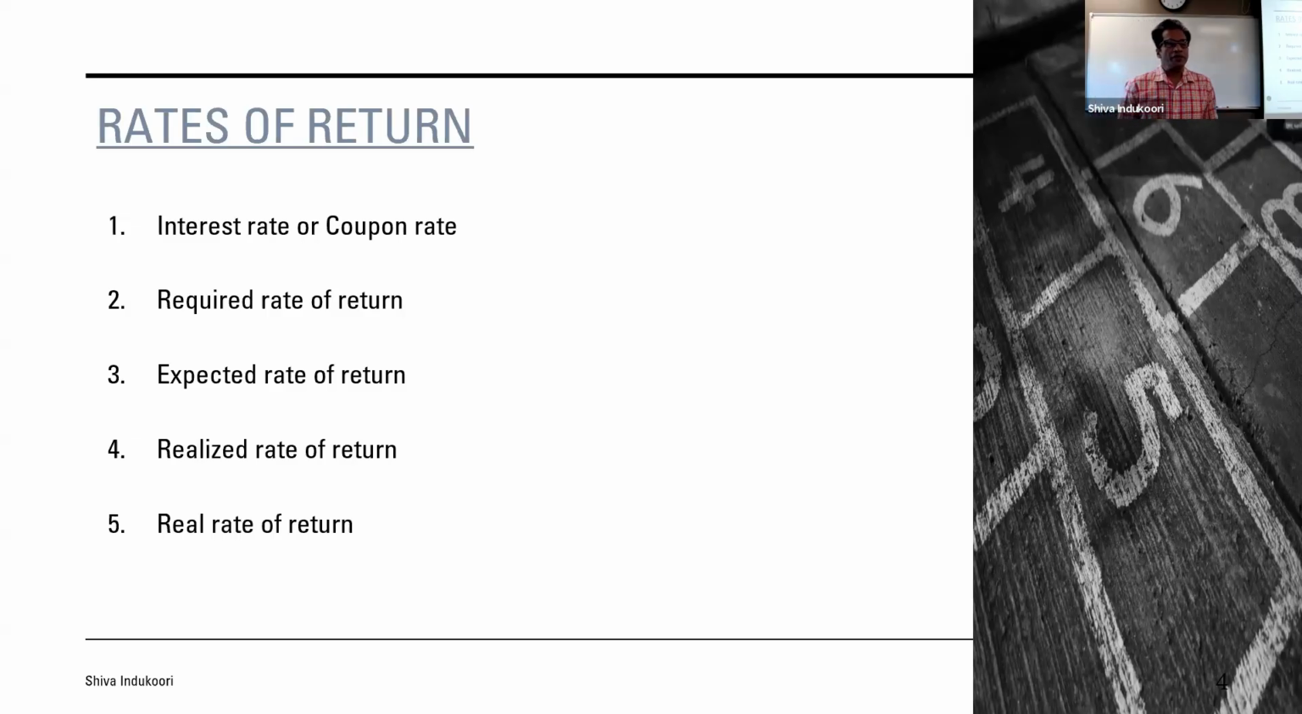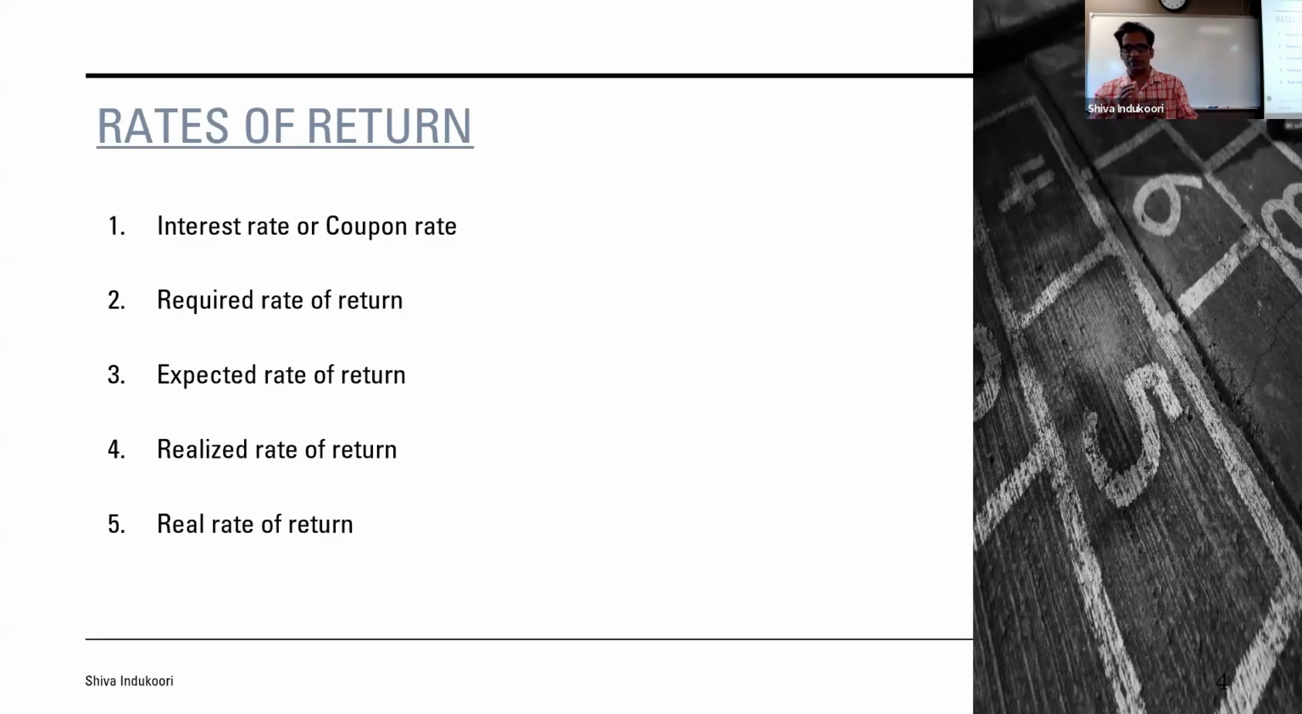Then required rate of return. We will discuss that in depth, but quickly, required rate of return is what you want. Expected rate of return is what an investment can give you. These two are the difference.